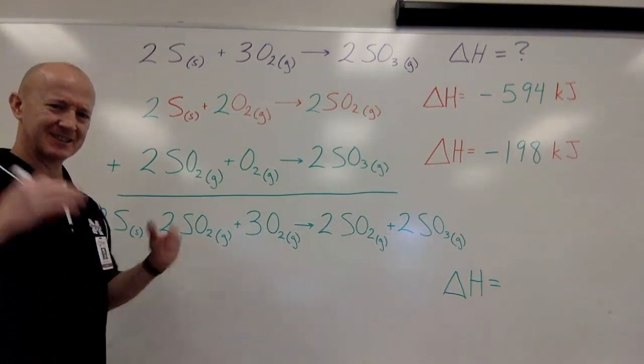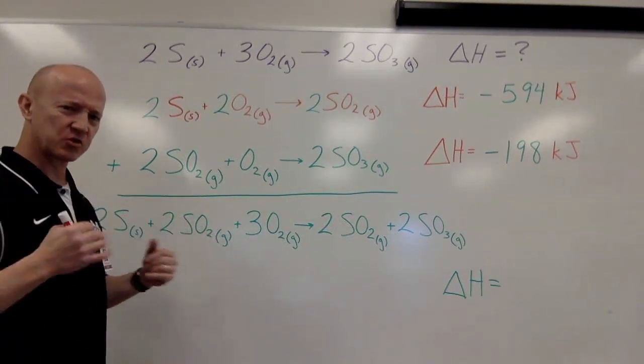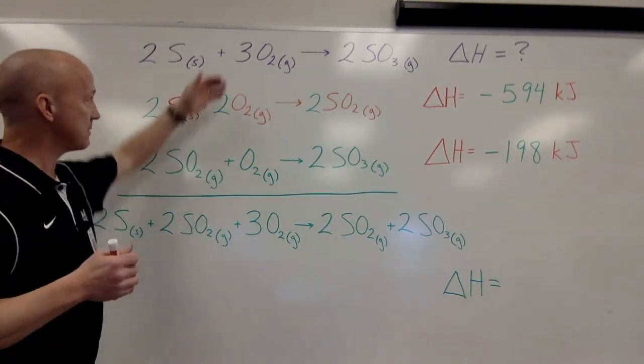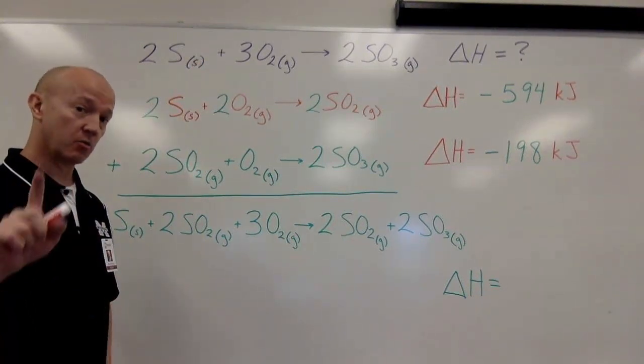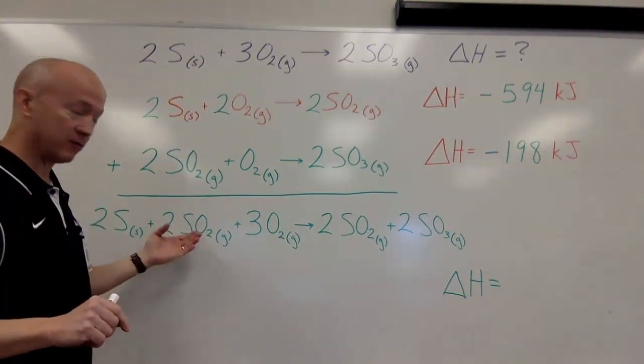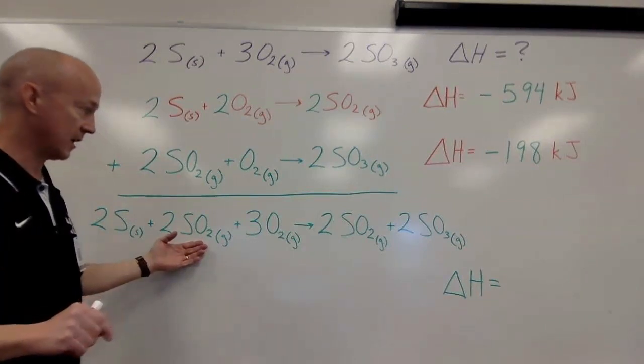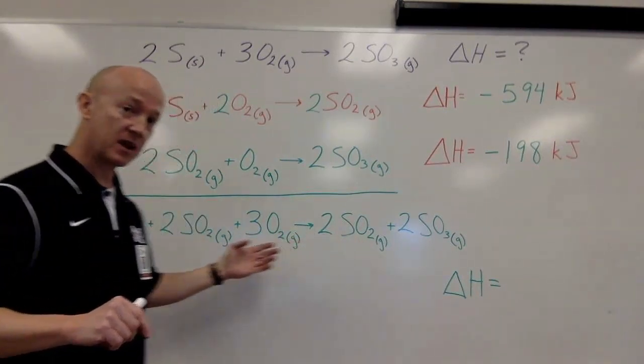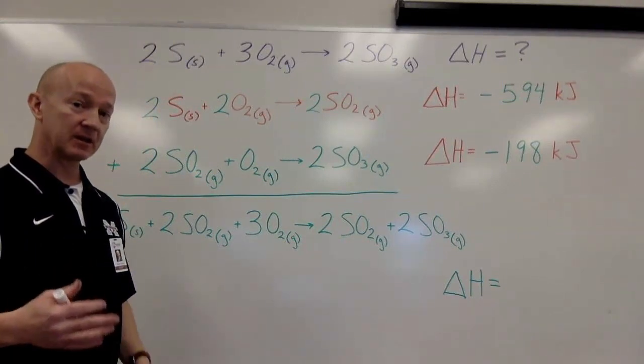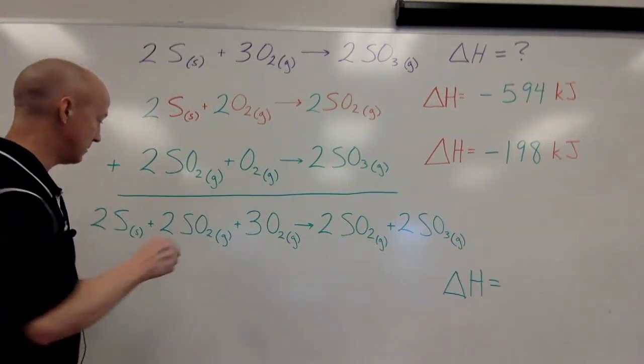You might be thinking, we've got extra things in there. That's not the same as what we have up top. But watch. Notice that we have 2 moles of sulfur dioxide on both sides. That means they cancel each other out.